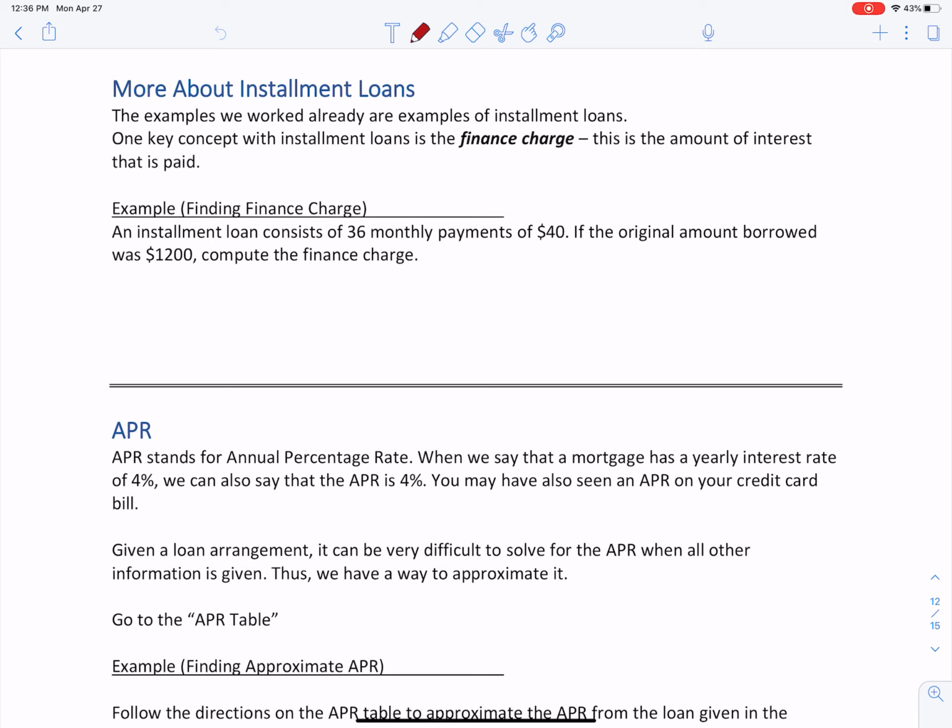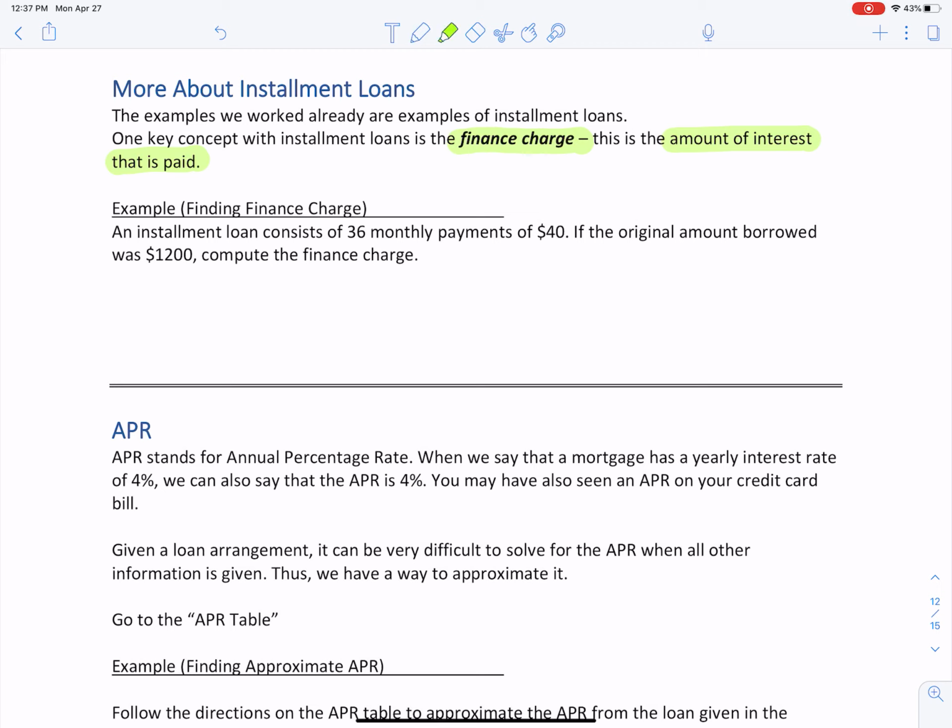But first we have to define a term that may be familiar to you called finance charge. And all it is is the amount of interest that is paid over the life of the loan. So it's just the overage, okay? So if you could calculate interest before, you can calculate finance charge. They're exactly the same thing.